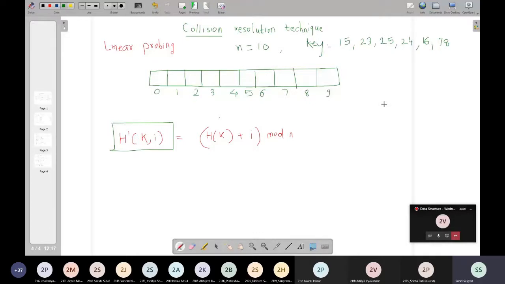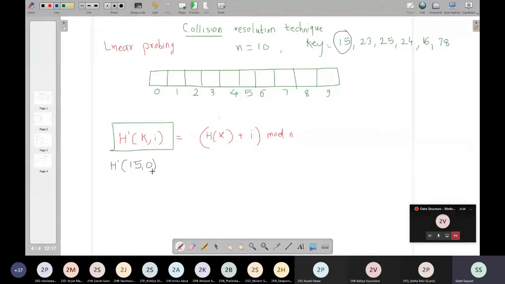So what we are solving first is key value 15. First k that we take is 15. While taking my first key value, the initial value of I that I take is 0, because I told you that I takes values from 0 to n minus 1. So I am calculating h dash of 15 comma 0.